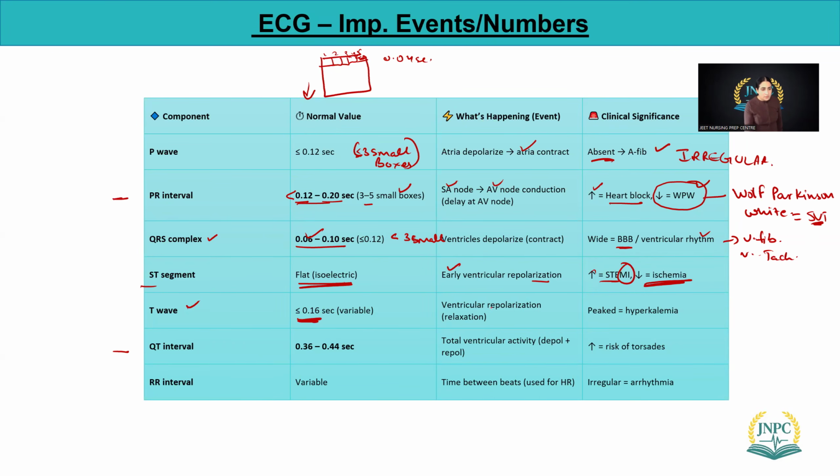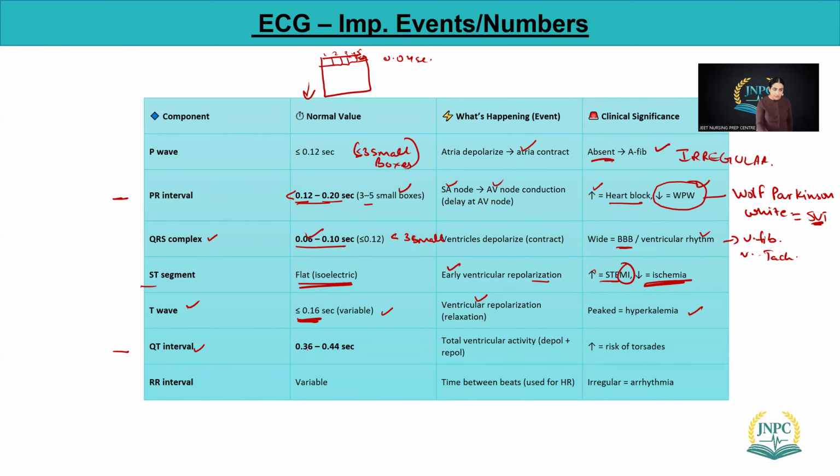So T wave is forming when ventricles are repolarizing, meaning relaxing. So this is standard. They're taking this much time to relax so that they can fill. And if T wave is peaked, think about hyperkalemia. If it is down, think about hypokalemia.